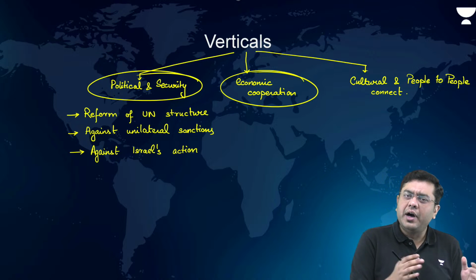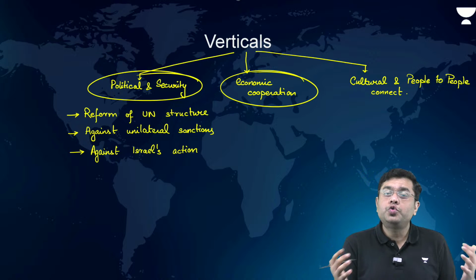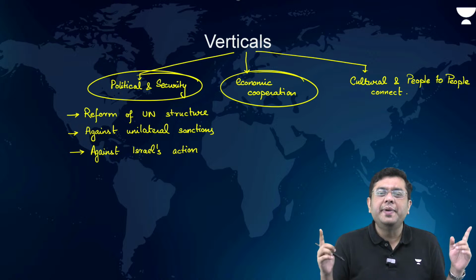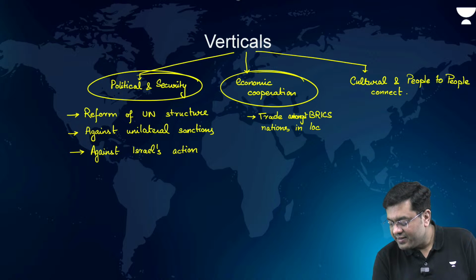But then there was a further build-up in terms of the already agreed aspect of mutually beneficial relationship in terms of trade in domestic currencies, right? So amongst the BRICS nations, trade in BRICS nations, or amongst the BRICS nations, in local currencies.